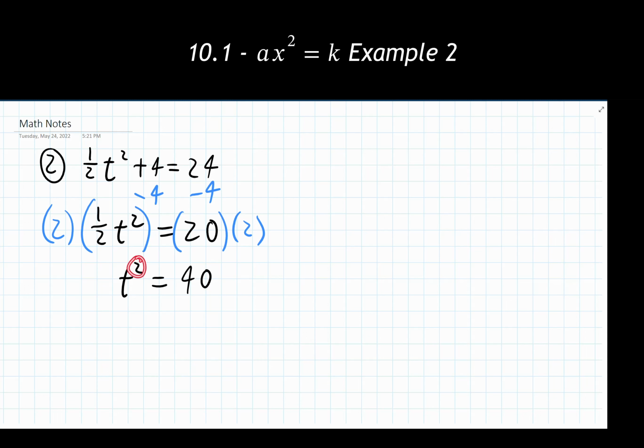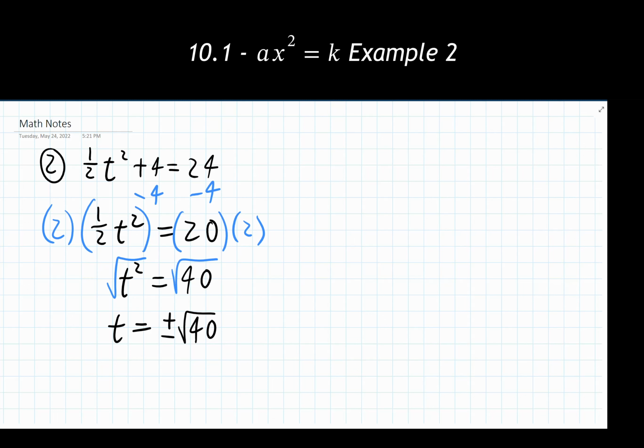I need to get rid of this squared attached to it. This is where I'm going to apply the square root property, and I'm taking the square root of both sides. On the left side, I'm getting t. On the right side, it turns out that 40 isn't a perfect square, so I can't do a whole lot with it for now. But I do need to remember that because I took the square root, I need to have the plus and minus in front of that square root of 40.